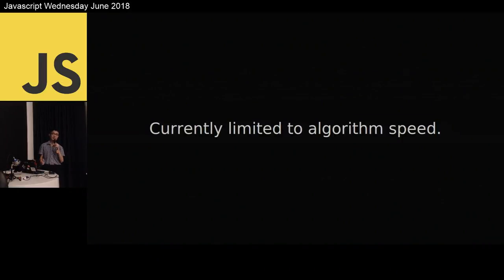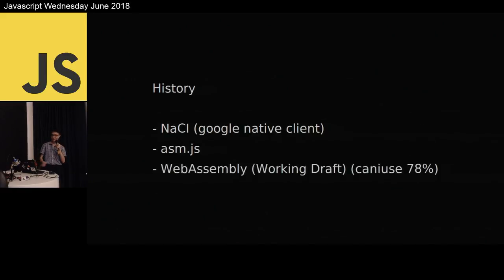So you might need something lower level, and more lightweight compared to JavaScript. Let's say C, something else. Okay. History of assembly. How it came about. First, there is NaCl, Google Native Client. I never heard about that.